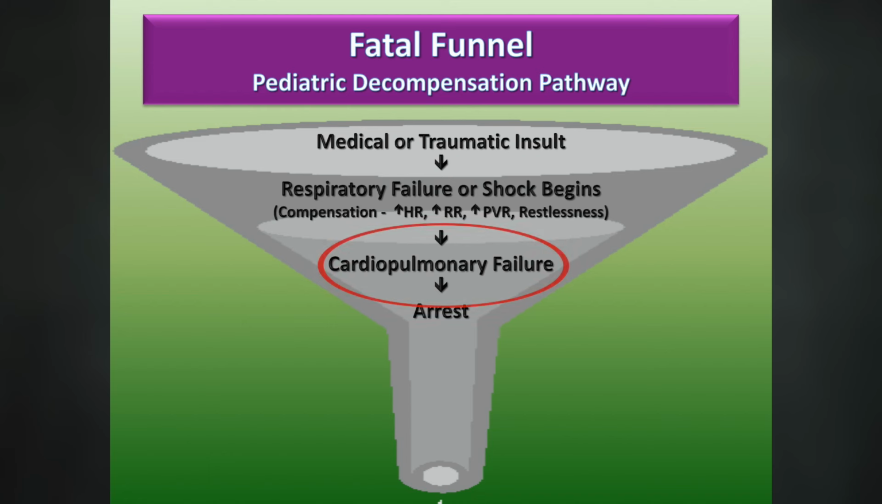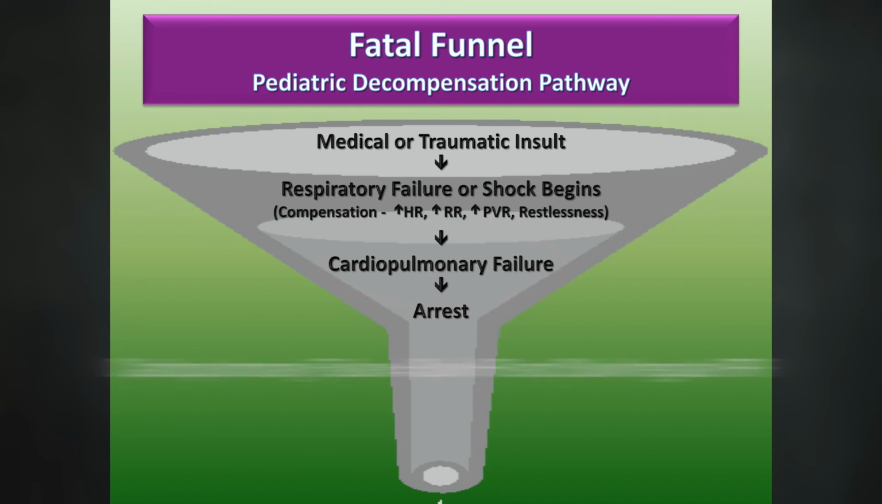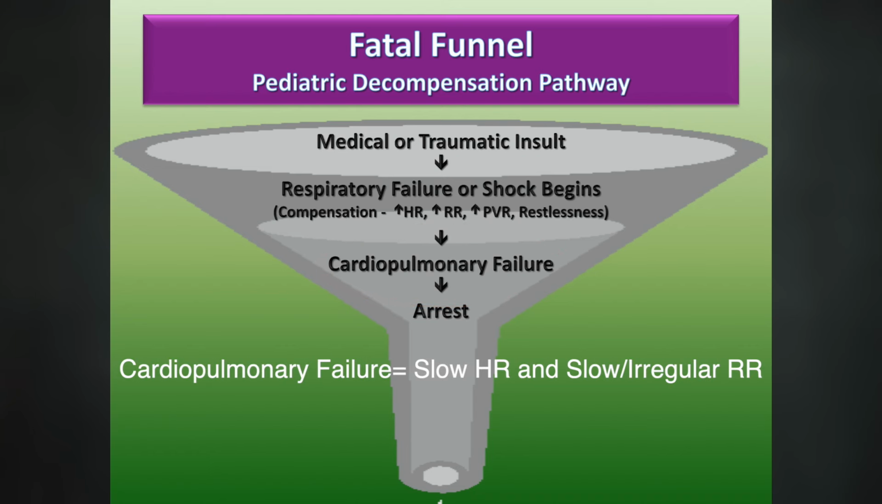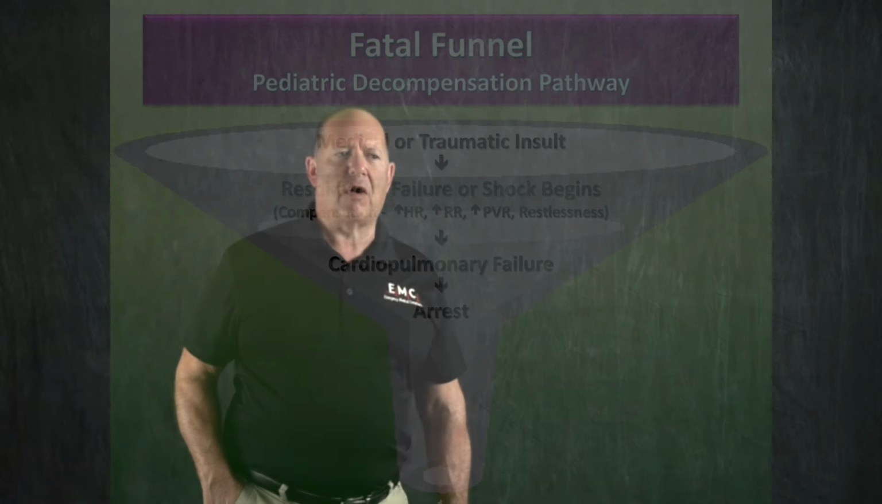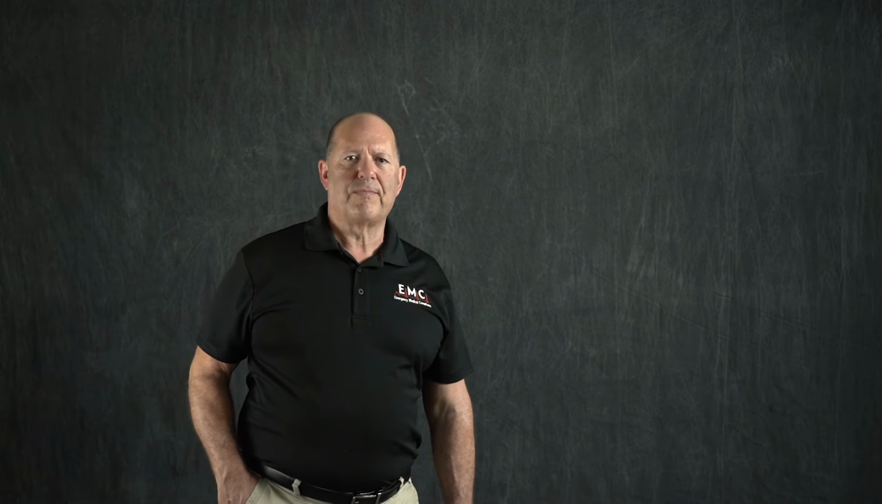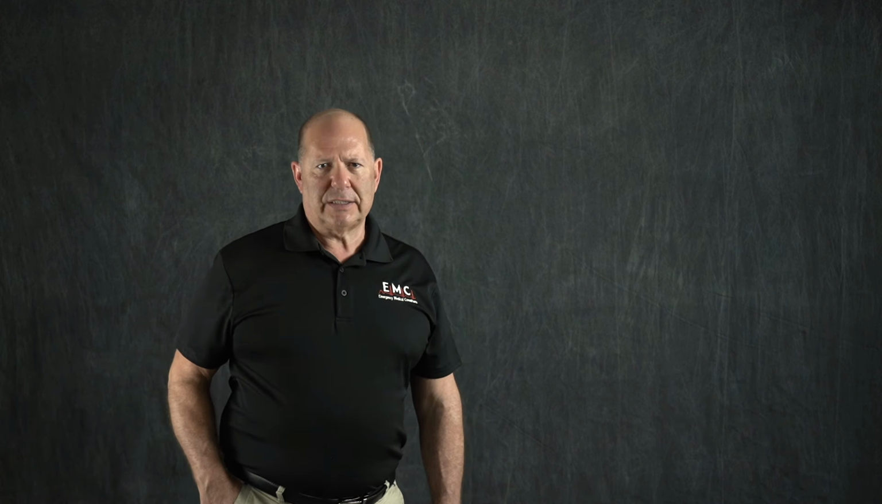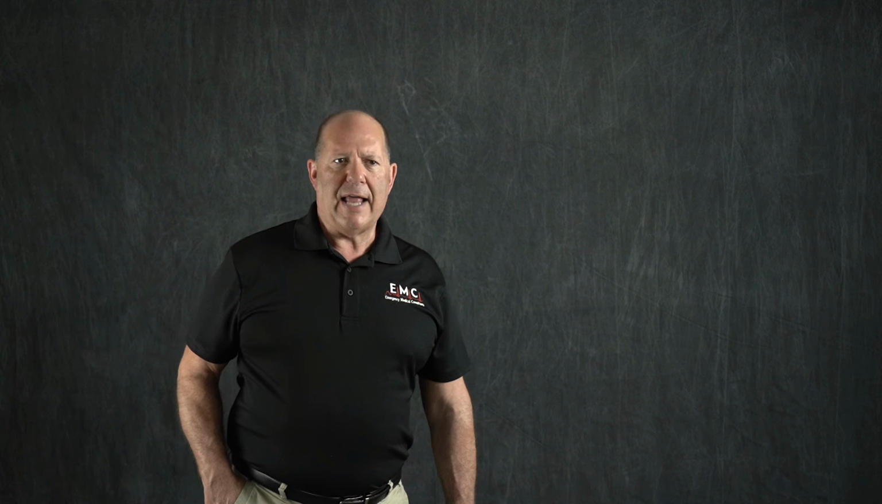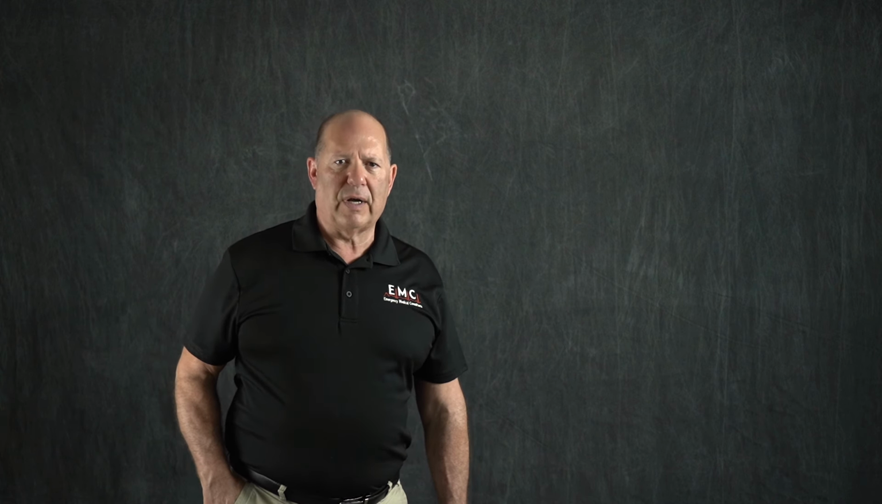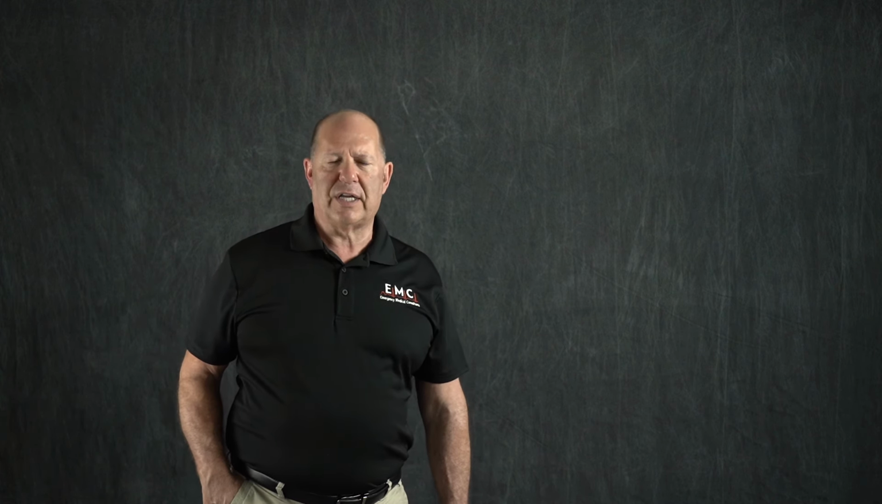Cardiopulmonary failure is at the bottom of our funnel right before cardiac arrest, and that's described as the child who's becoming bradycardic with slow, irregular respirations, or what we call agonal respirations. So the mechanism of cardiac arrest in children is definitely different than the mechanism of cardiac arrest in most adults. And the problem is this. When the adult has a sudden onset of ventricular fibrillation and somebody reaches them quickly and defibrillates them, we have a good chance of resuscitating them.